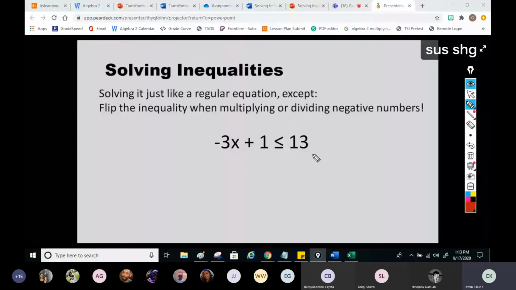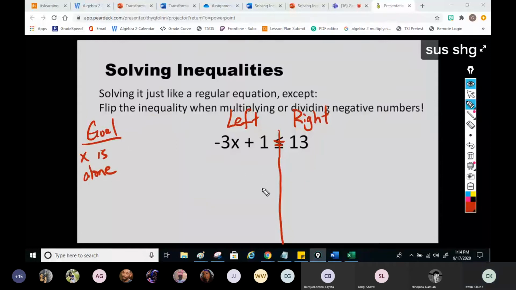So right here, -3x + 1 ≤ 13. We will pretend the inequality sign to be an equal sign for now. And then this is where we draw the line where we'll separate that into the left and the right. For now, let's pretend that this is an equal sign. You draw a line that shows you this is the left part, this is the right part. And then the next step, just like before, your goal is once again, make sure that your x is forever alone and on the left. Everything else has got to go.